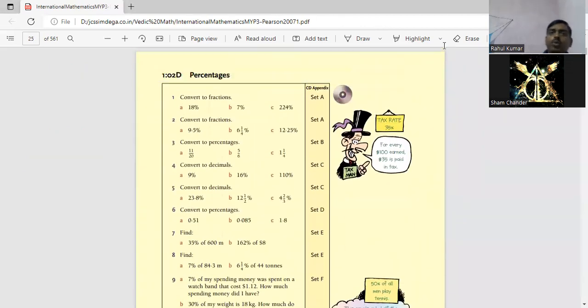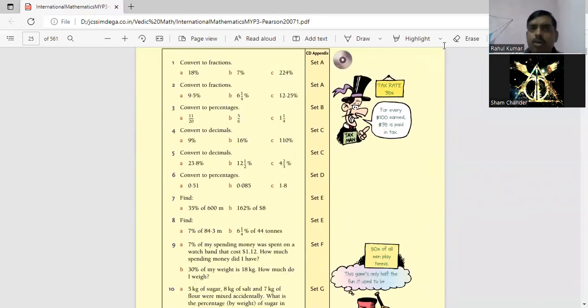Now, today we are going to discuss percentage. So just tell me, convert to fraction. In the first question, what does it say? Convert to fraction. How can you do it? 18%. What do you mean by percent? Any idea? Yes, sir. 18% is a certain number out of hundred. For example, if you have 100 people, 18% will equal 18 people. 18 under 100. Yes, sir.